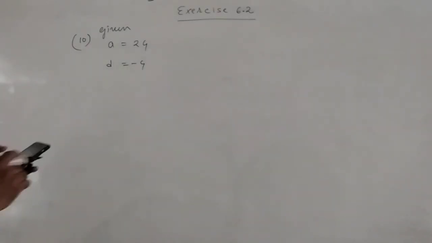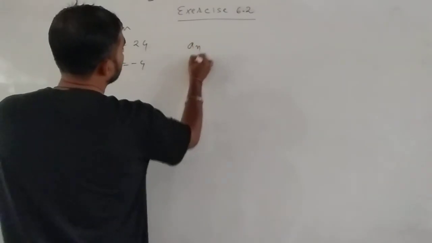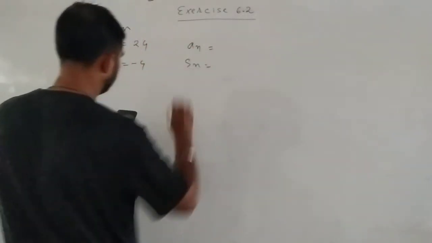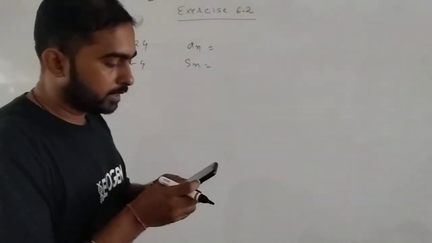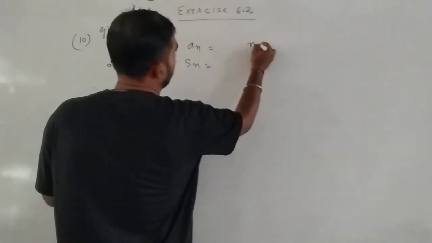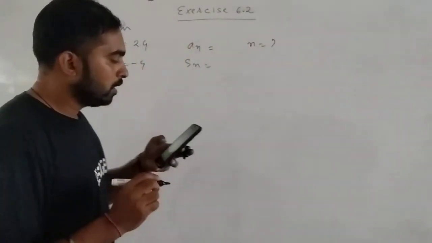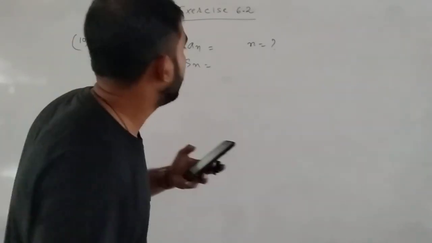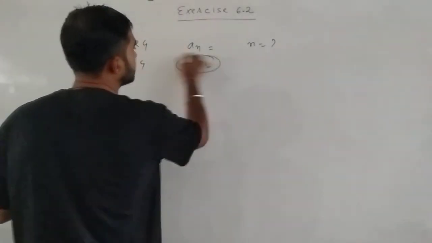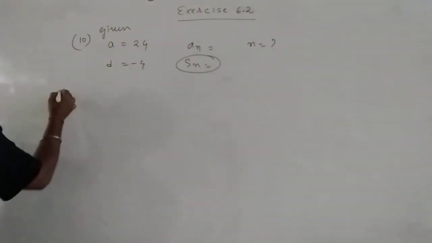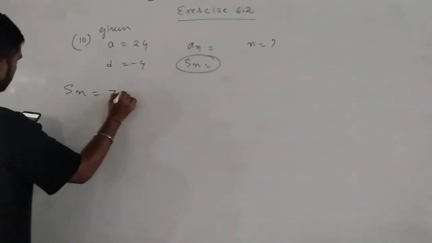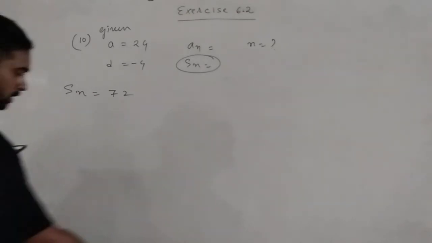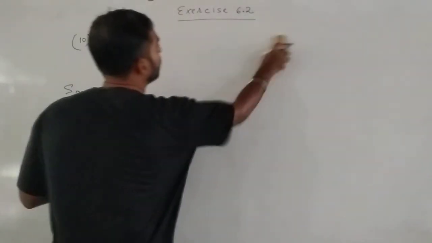Now here we have to find out An or Sn. So read the question carefully. Find the number of terms. Number of terms means find n. That is the question. Find the number of terms of an AP to be added to get the sum of 72. Get the sum means Sn. So here Sn is given. Sn equal to 72. Now, what is the Sn formula?